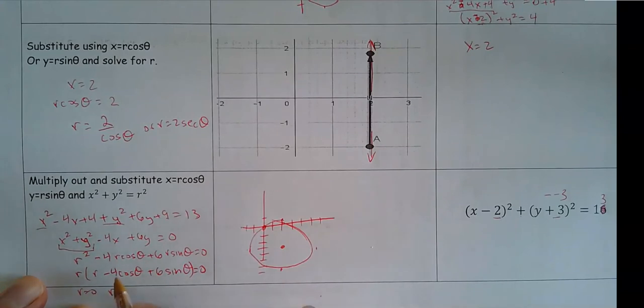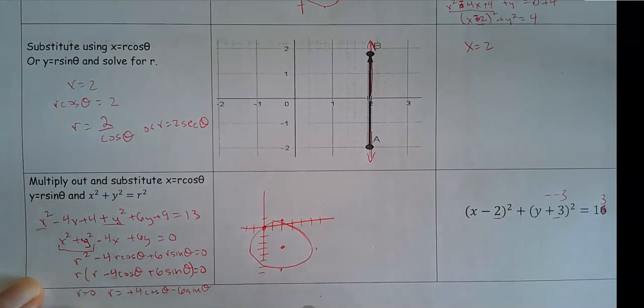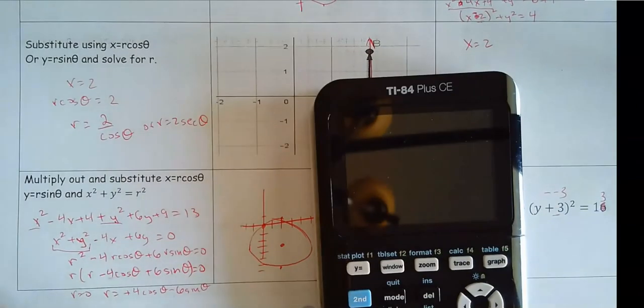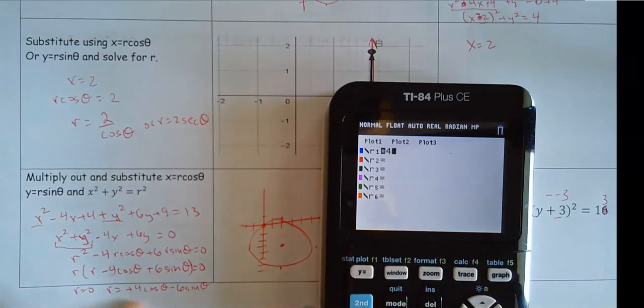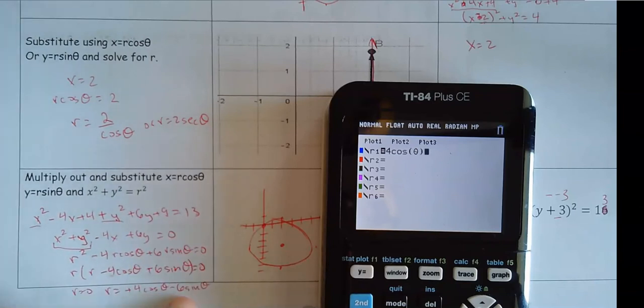Or r equals, and bring all of this, equals 0, bring it all to the right side. So if all this equals 0, that'd be plus 4 cosine theta minus 6 sine theta. Okay, so let's put that on the calculator and just verify, is it the same graph? So this would be 4 cosine theta minus 6 sine theta.